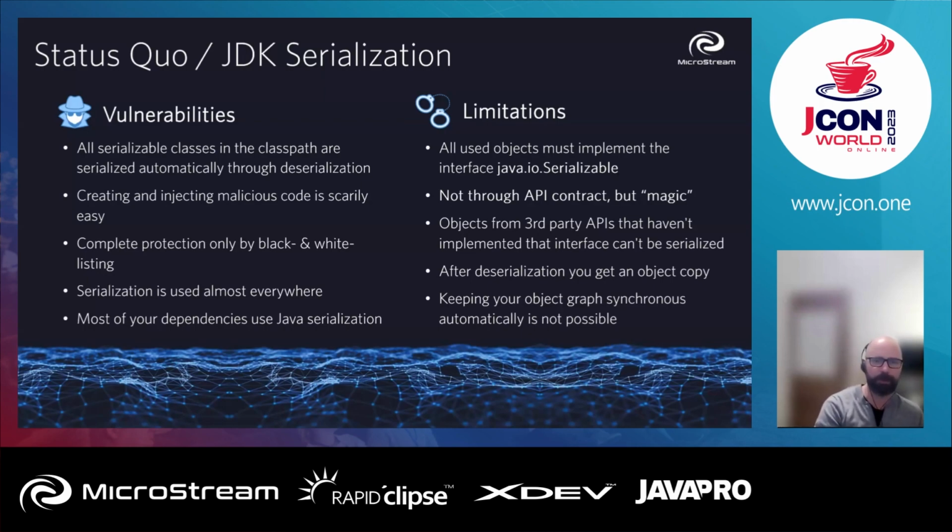And they don't have an API contract. It's just magic methods on interfaces where you can say, I will read and write. So these are magic methods. And of course, after deserialization, you get an object copy. So it's hard to merge data or objects back into a live object graph. To keep two different object graphs synchronous is not possible automatically. So you have to do it by hand, of course.